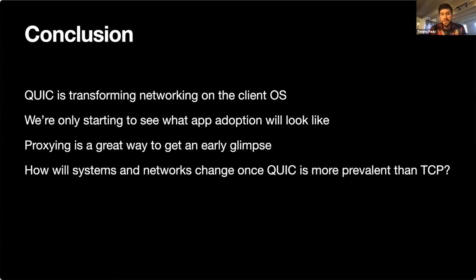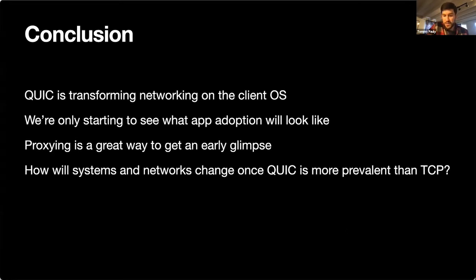To wrap things up, QUIC is really changing the internet, and it's making a big impact on client OSs now. This is one of the biggest changes that we've seen in these stacks in a long time. We're only just now starting to see how apps will use QUIC, and I expect to see a lot of innovation around it, and we'll have to learn a lot in the next couple of years. Proxying with QUIC and using MASQUE is a great way to start using QUIC for more traffic and to learn about how a QUIC-primary internet could look, and get a glimpse into that type of future.